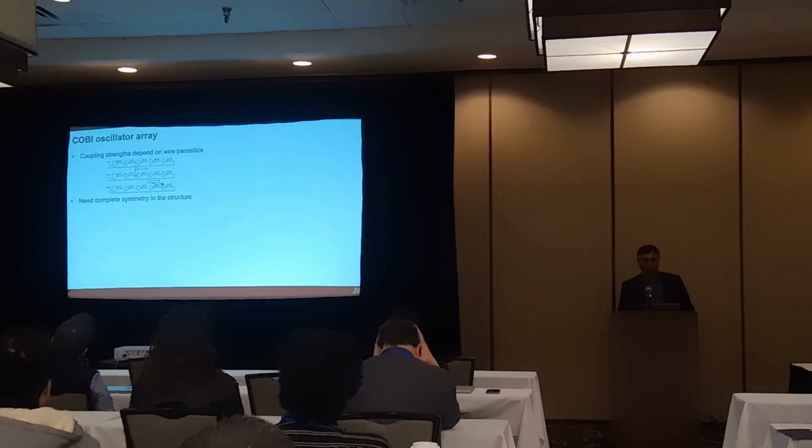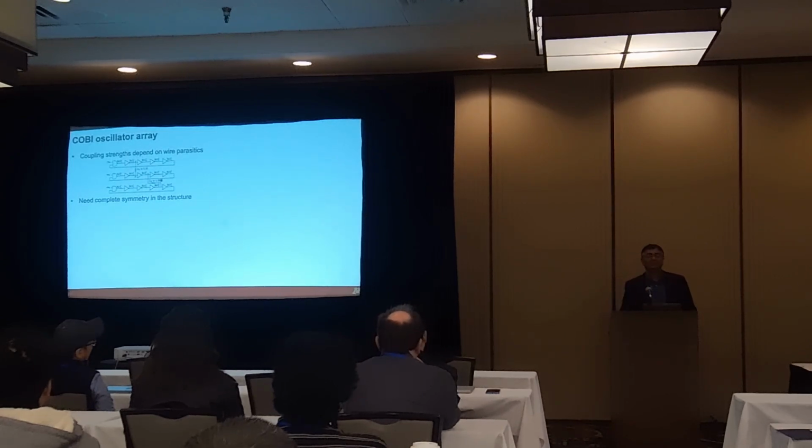In practice, you want every coupling to be equally strong. So if I have a coupling between oscillator I and oscillator J, and it's a coupling of 1, the location shouldn't matter. It should be exactly the same. So this requires very, very high levels of symmetry in the layout. This turns out to be a layout problem.